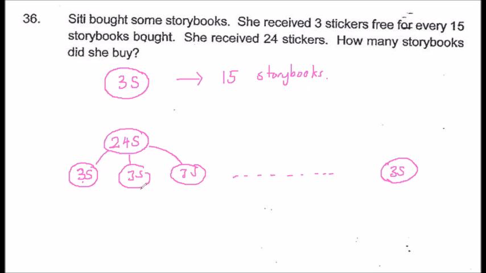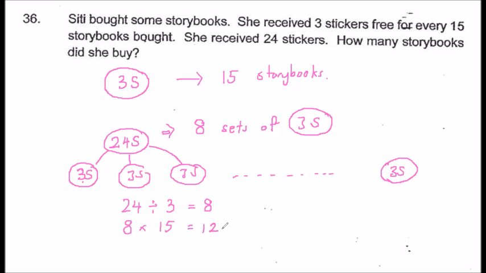We will take 24 divided by 3. I have 8. So what we can say is that these 24 stickers, I have 8 sets of 3 stickers. Jane, so far okay? So every 3 stickers you have 15 storybooks, right? Now you have 8 sets of 3 stickers. So how many storybooks will there be? It will be 8 times 15.